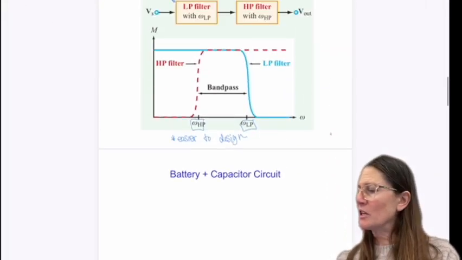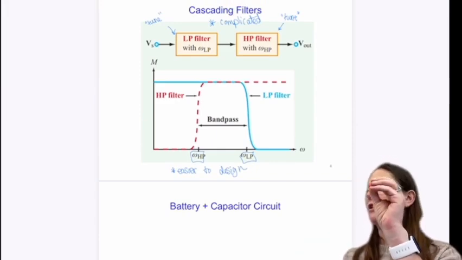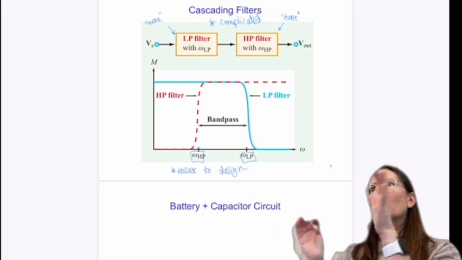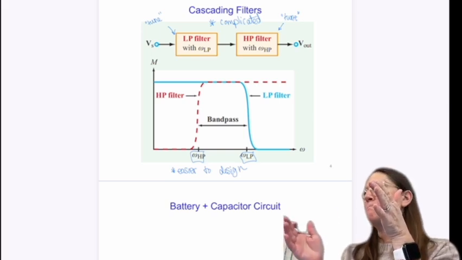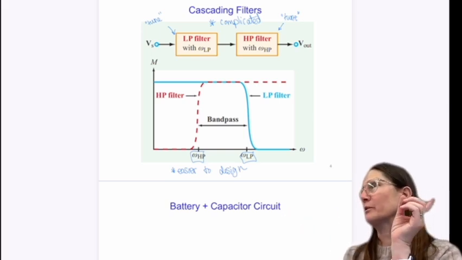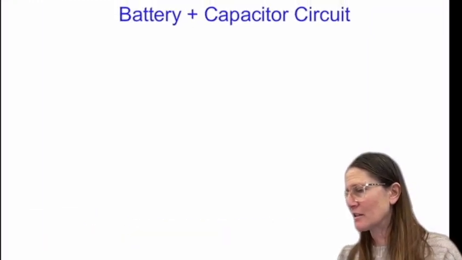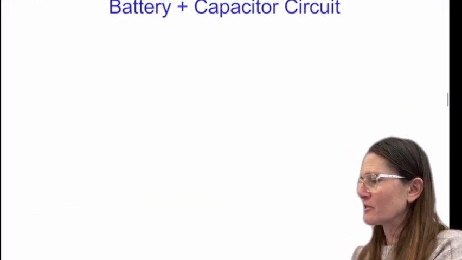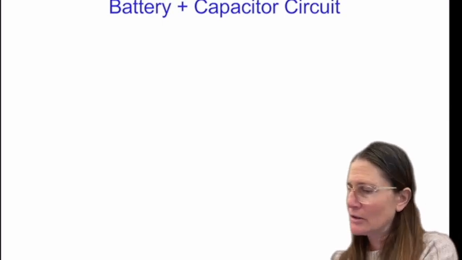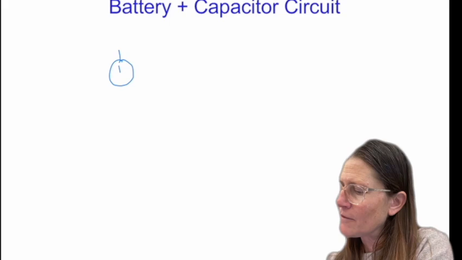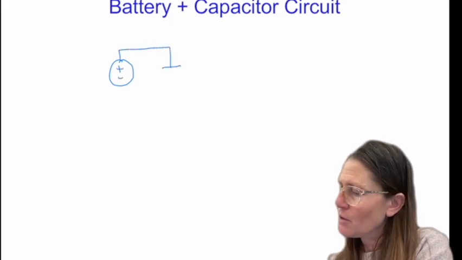So there is an easier way than having these two different filters that will give us this little pass band, and that's where we get to the LC oscillator. To get there, we need to first understand how a battery and a capacitor charge up and look like. So say we have a battery with a capacitor.